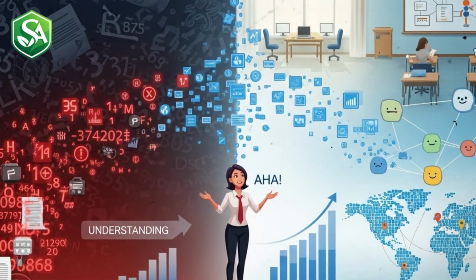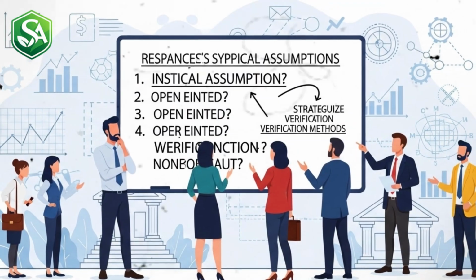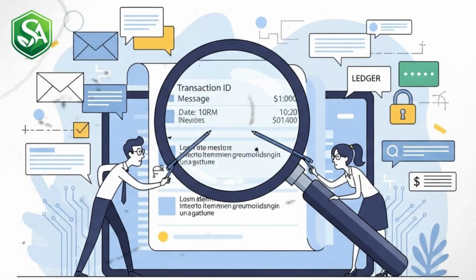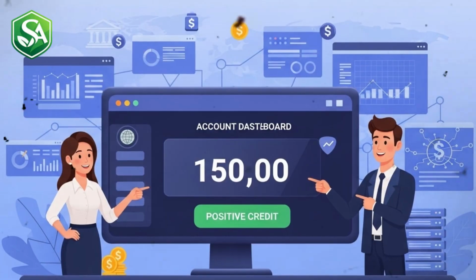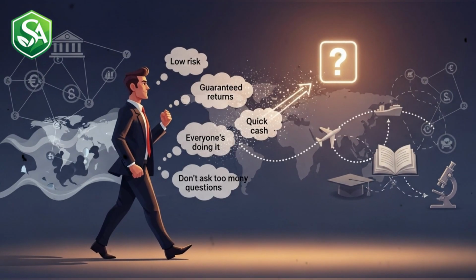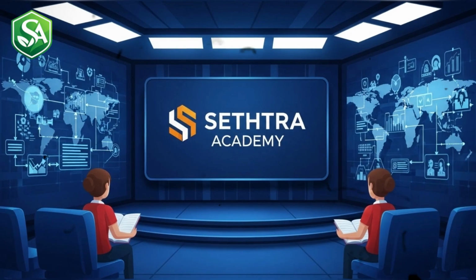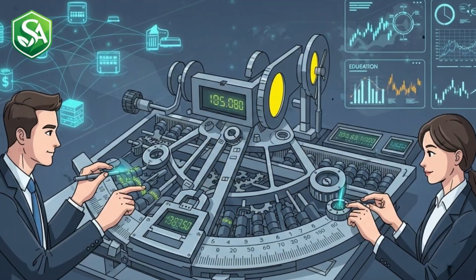If you understand this, you stop being impressed by codes. You start asking better questions. What does the message actually say? Who verified it? Was it received through the banking system? Has money been credited? Are funds cleared? Those questions make you difficult to manipulate. And that is the goal of Sethtra Academy: not to make you afraid of banking, but to make you precise.